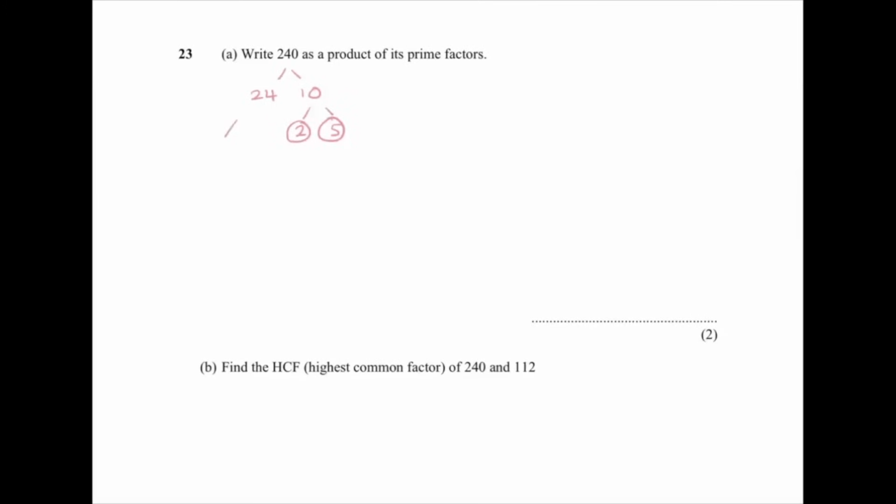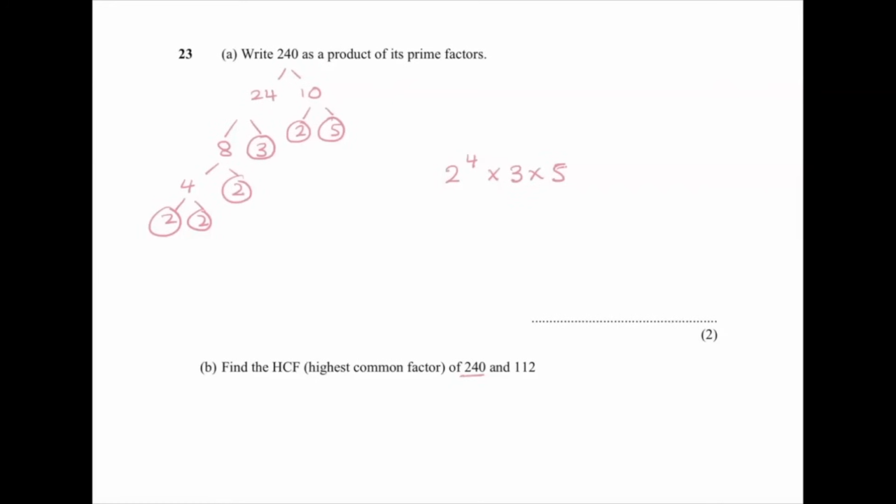Now 24 is going to be 8 and 3. And I've got another prime factor. You may do 6 and 4. As I said, it does not matter. And then for the 8, I've got my 4 and my 2, and then my 2 and my 2. And I have 2 to the power of 4 times 3 times 5. Now we're being asked to find the highest common factor of 240.